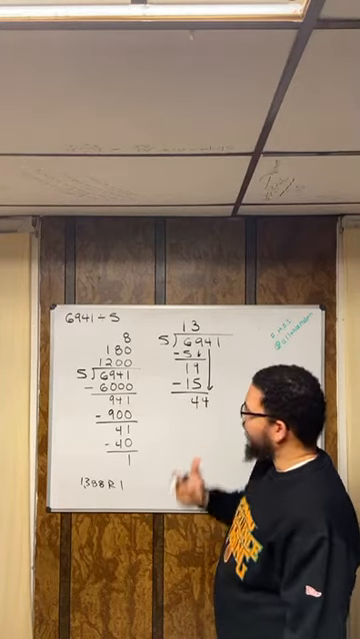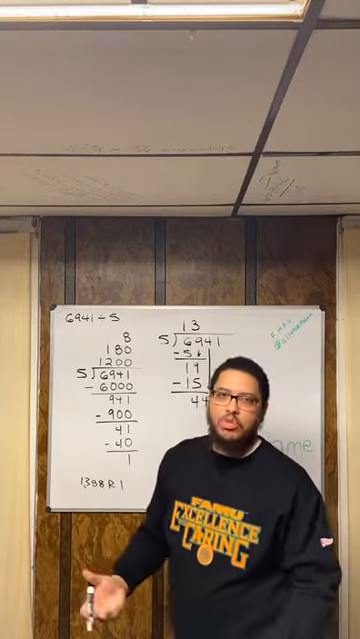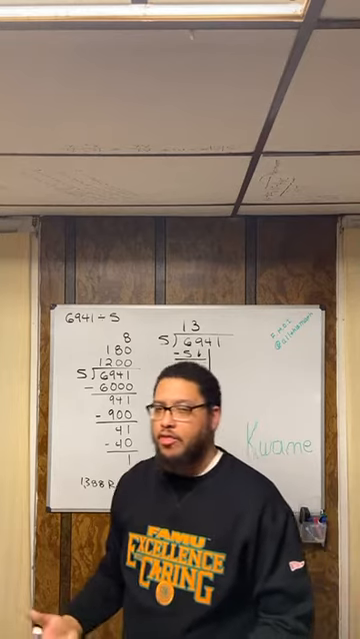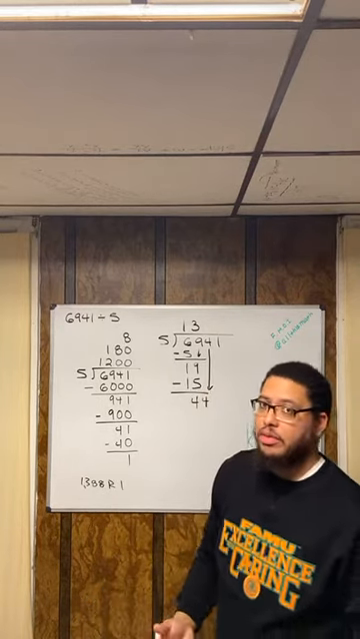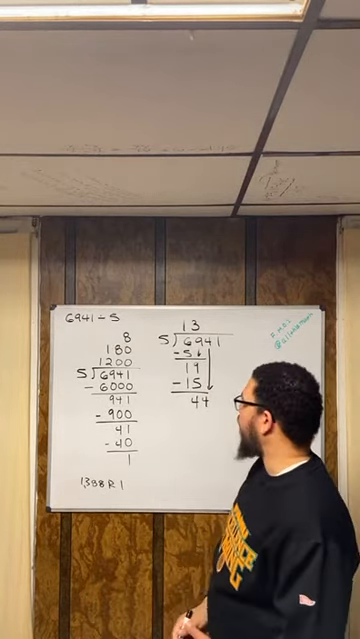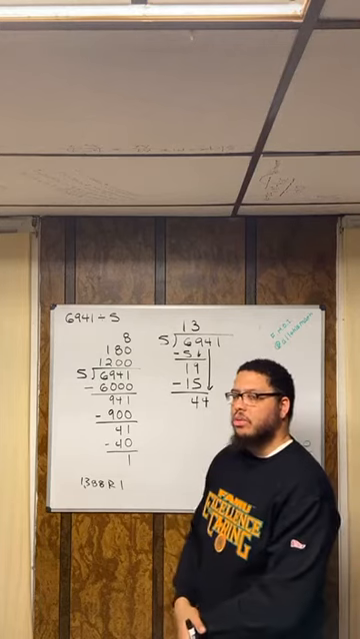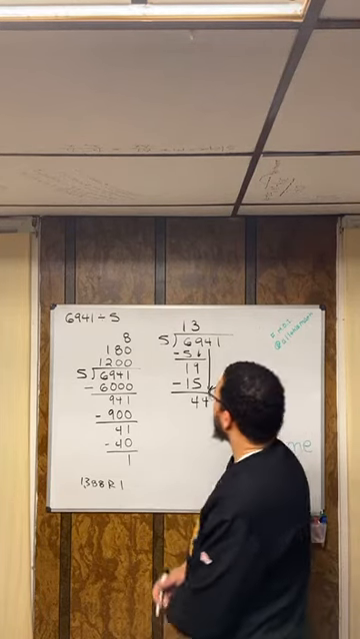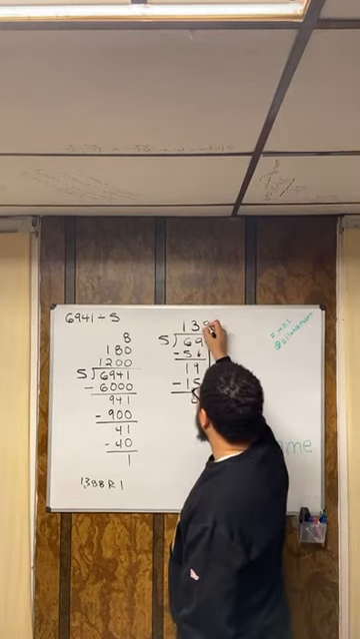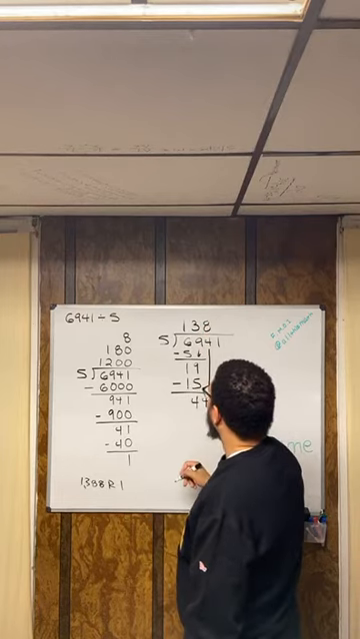So we know 5 times 10 is 50. That's too much. That's too many 5s. 5 times 9 is 45. That's still too much. That's bigger than 44. What about 5 times 8 though? 5 times 8 will give me 40. So I'm going to write the 8 up here.